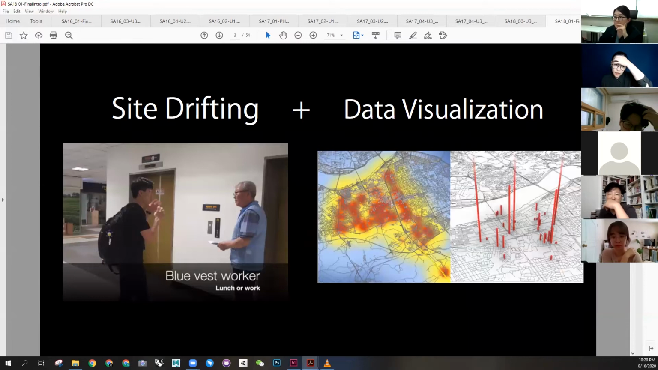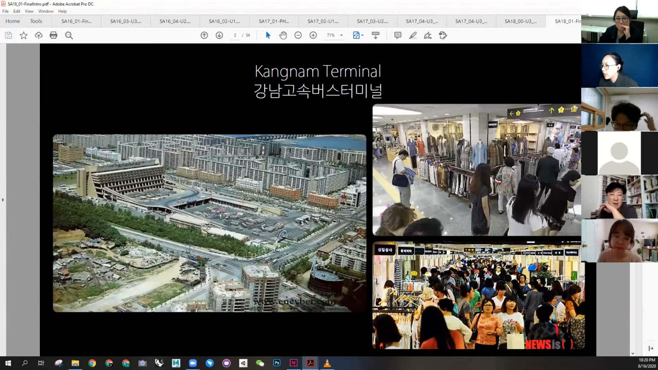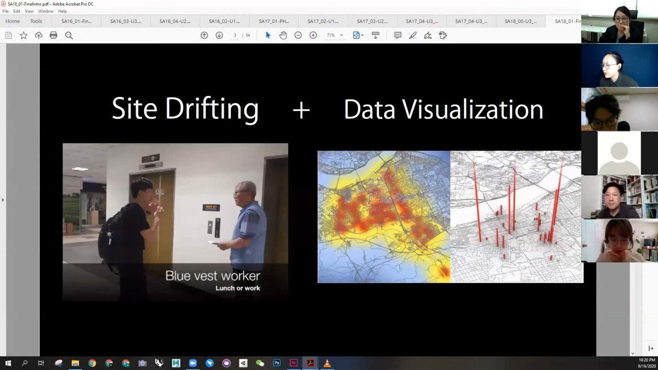This year, Unit 1 and 2 were using also the same site, but we changed it to Gangnam Terminal, which is a very historic, brutalist three-dimensional building. As you can see here, it's a bus terminal. And both units were looking at it similarly; both units use the site drifting method and data visualization method.